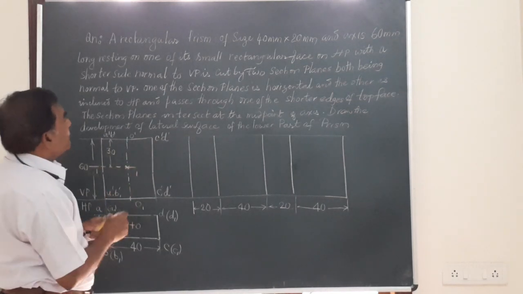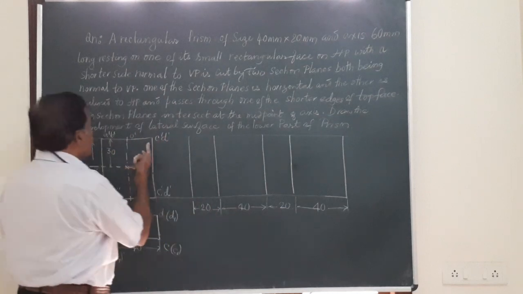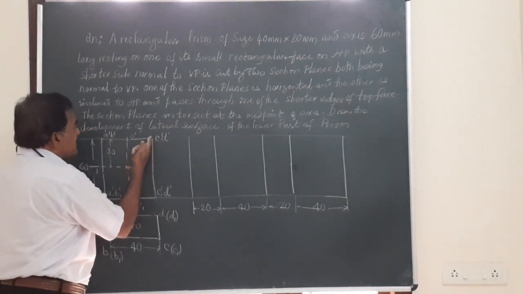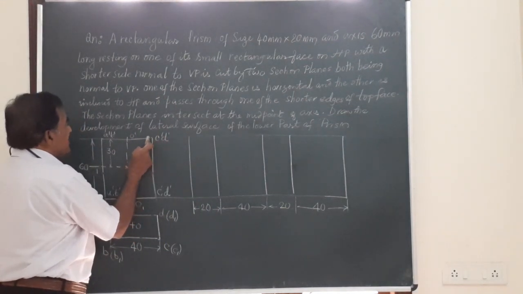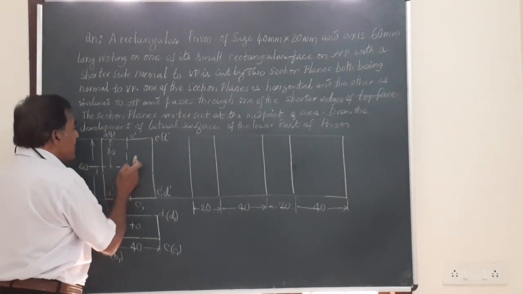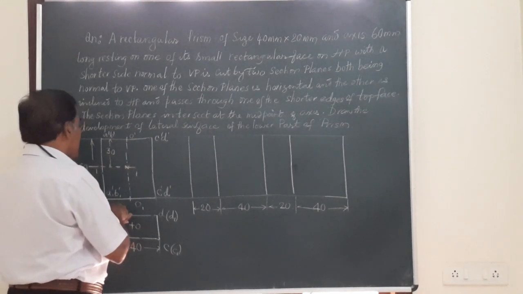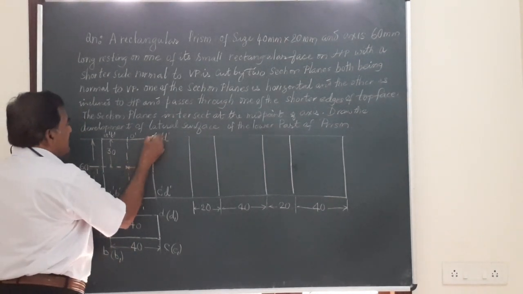Then the other section plane passes through one of the shorter edges of the top face. The shorter edge is this or this. So I will draw a line connecting these two and mark it as the second section plane.